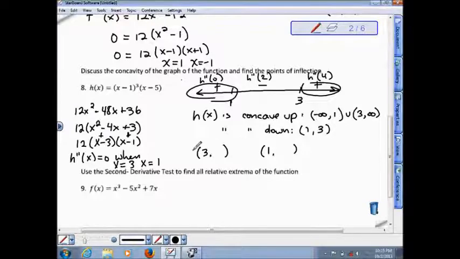and 1 comma something. So 3 plugged in, 3 minus 1 is 2, 2 cubed is 8. We have an 8. 3 minus 5 is negative 2. 8 times negative 2 is negative 16. So 1 is plugged in. 1 minus 1 is 0. 0 cubed is 0. 0 times anything over there is going to be 0. And these are the points of inflection.